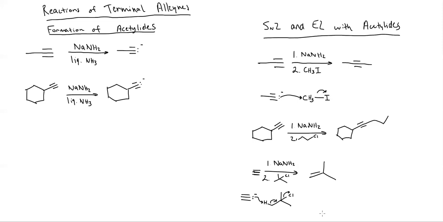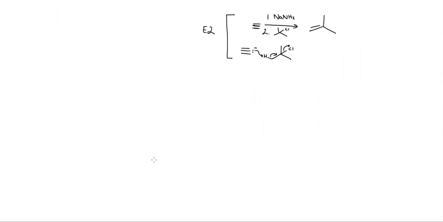So in these, I'm doing SN2. And in this last one here, this one is E2. All right. So SN2 and E2 are both possible with these acetylides. Okay. Both of these are possible. The only other thing that I want to mention very briefly is that I can do the SN2 addition twice. Okay. So let's take a look at this ethyne again.